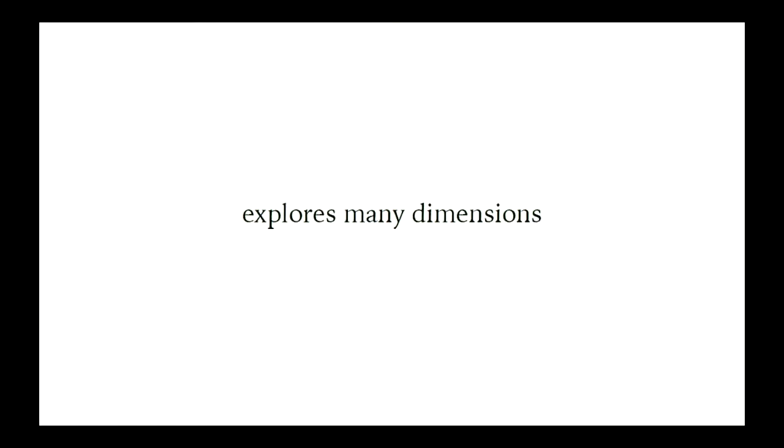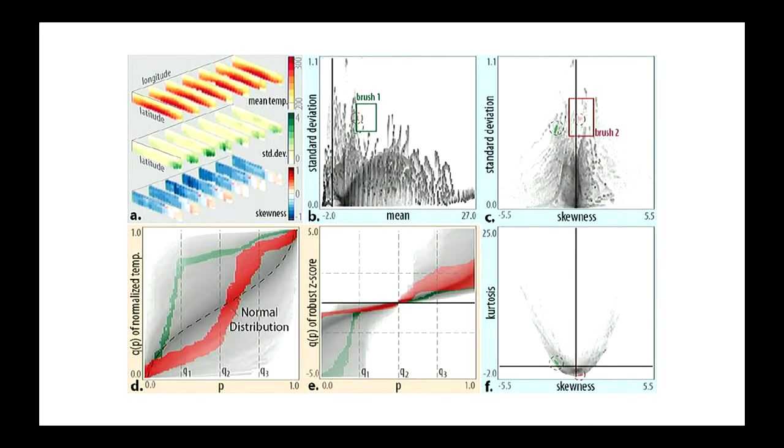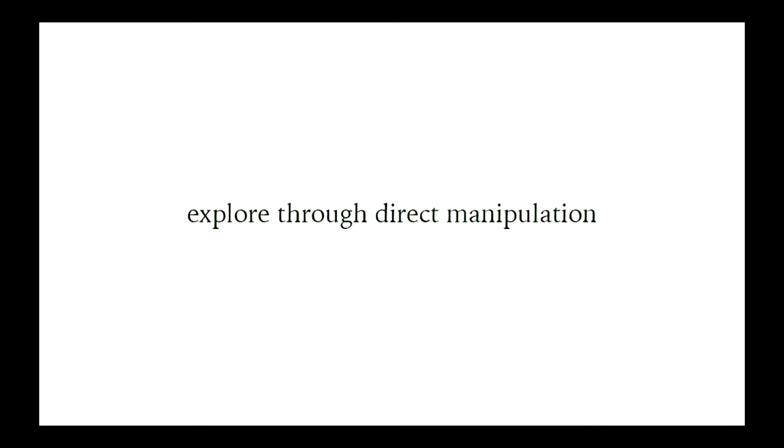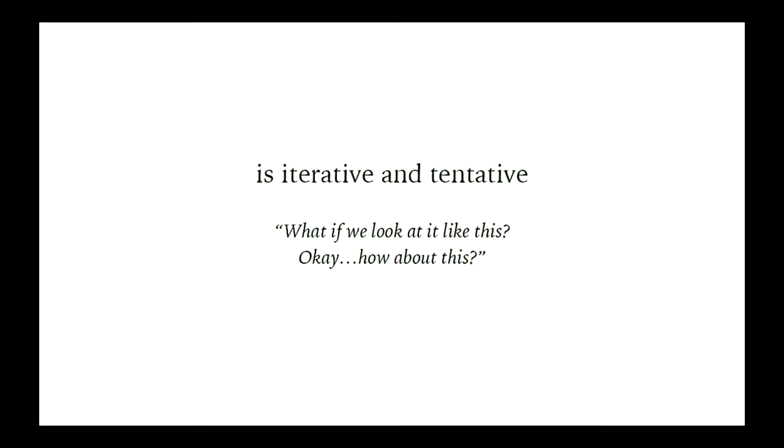And I guess the other thing is that it's something that explores many dimensions. When you're doing this kind of visual thinking, the more techniques that you can use where you can quickly iterate through different views of the data, this is really valuable. It's really good stuff. And I'm going to show you an example worked through. So exploring by direct manipulation and saying, what if we look at it like this? What if we look at it like this? The process is iterative and it's also tentative, but if you can quickly flip around and view the data in a new way, in a new form, that's incredibly valuable.